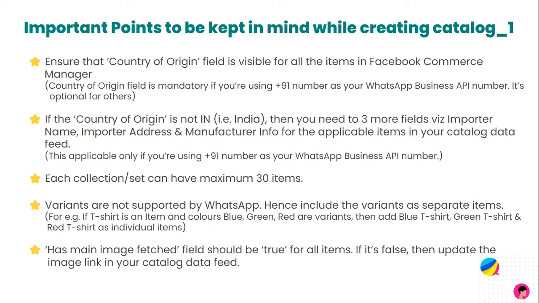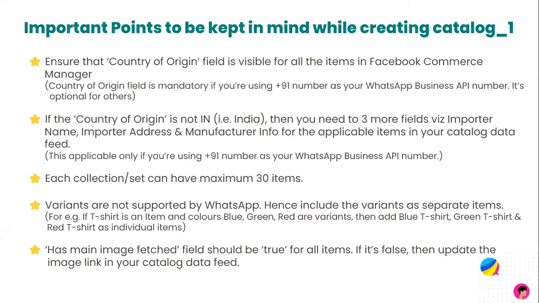Suppose if the country of origin is not India, right? Then you need to add 3 more fields called importer name, importer address, and manufacturer info for those applicable items in your catalog data, right? So you will create 3 more columns in the Google Sheet called importer name, importer address, and manufacturer info. So this is again applicable only if you're using +91 number as your WhatsApp Business API number.